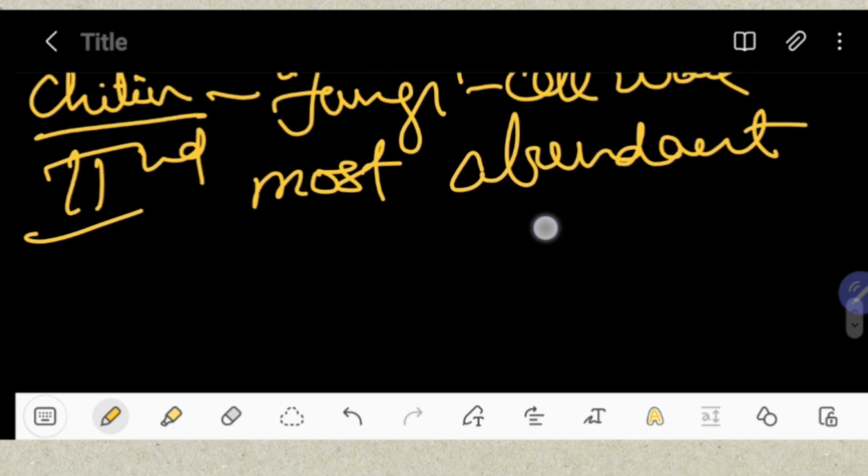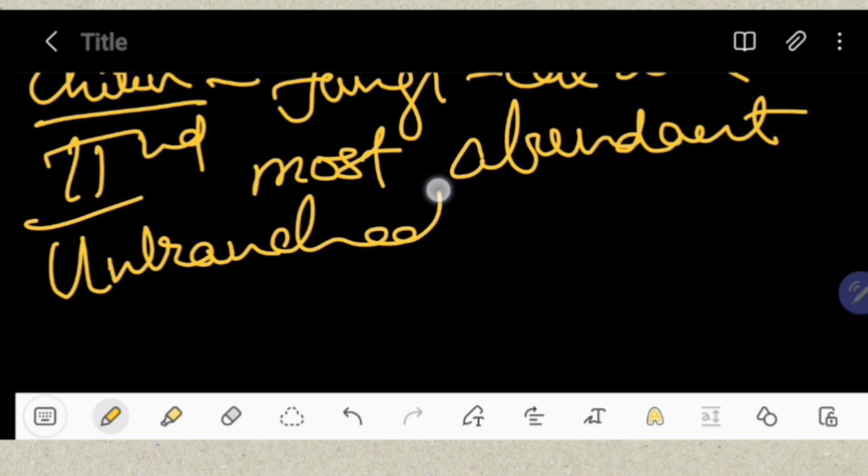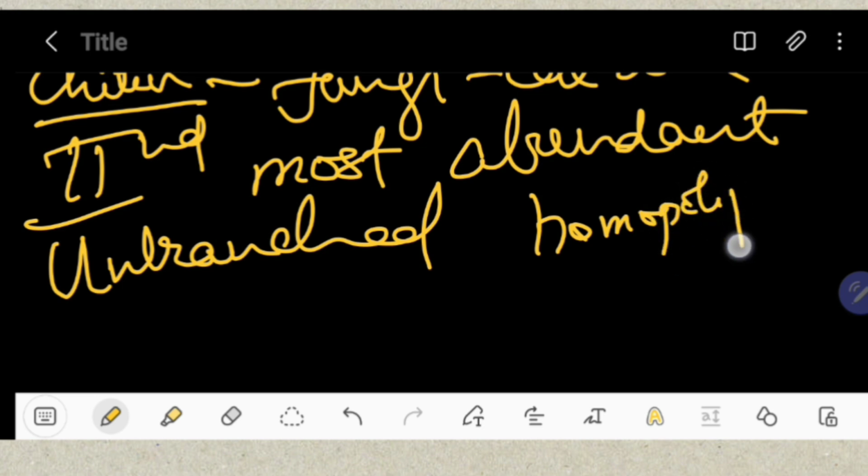Okay, it is also an unbranched polymer. It is also an unbranched homopolymer itself. All the polysaccharide examples I have explained so far are homopolymers. Only one heteropolymer I taught you, that is hemicellulose. So, unbranched homopolymer of glucose? No, the unbranched homopolymer of glucose is cellulose.